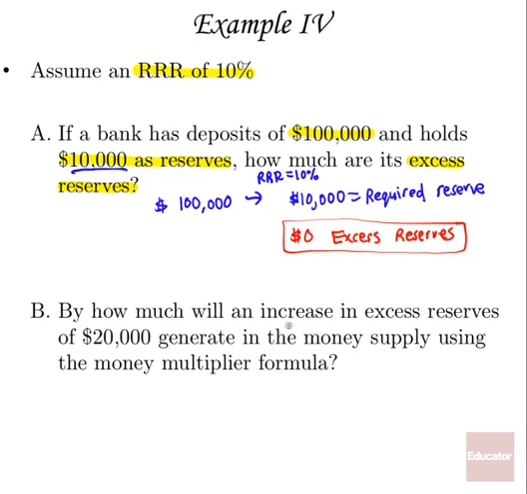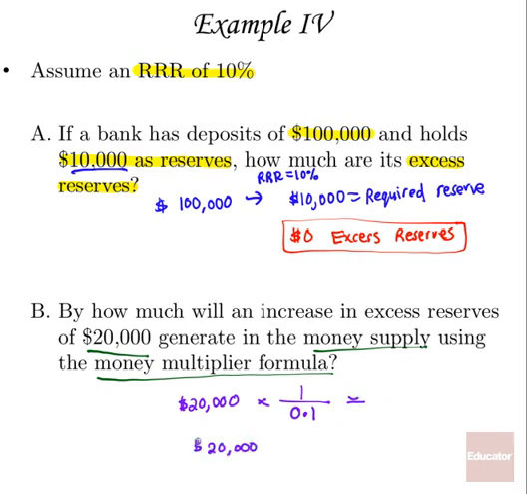Okay. Now, by how much will an increase in excess reserves of 20,000 generate in the money supply using the money multiplier formula? Again, very simple equation. You have $20,000 in excess reserves. Multiply by 1 over RRR, which is 0.1. And again, the multiplier is going to be 10 in this case. So you have 20,000 times 10. So the increase in money supply according to the money multiplier formula is going to be $200,000. So again, this is assuming that there are no leaks and the money is multiplied fairly rapidly.